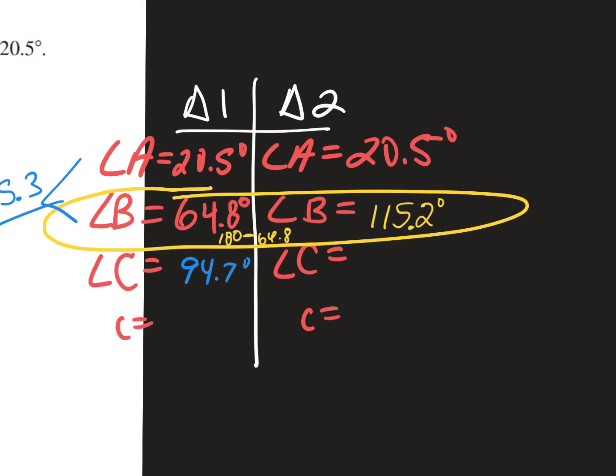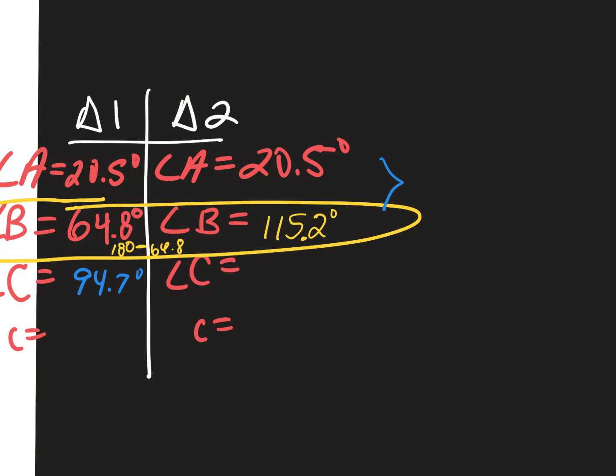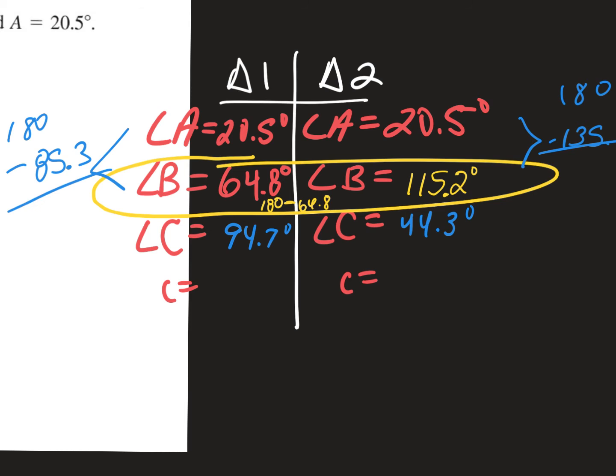I'm going to add 20.5 and 115.2, and I get 135.7. Is that less than 180? Yeah. So can I say 180 minus and get a positive answer? Yeah. 180 minus 135.7, and I get 44.3. So do two triangles exist in this scenario? Yes.